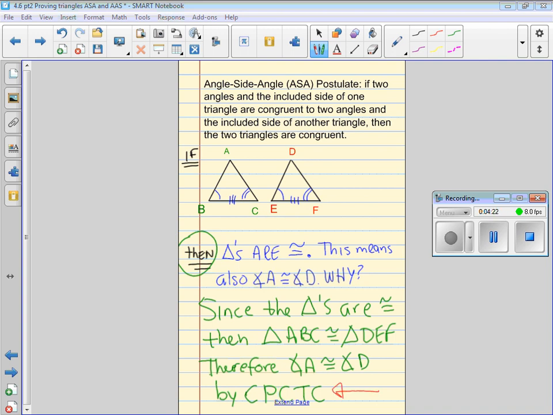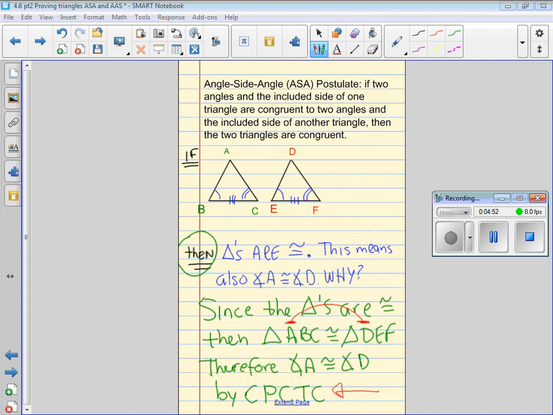Now, we learned in a previous lesson what that meant. CPCTC stands for corresponding parts of congruent triangles are congruent. So to use CPCTC, I have to know triangles are congruent. Well, I just concluded that. Now that the triangles are congruent, I know that their corresponding parts are congruent. This is really important. Once I have the triangles congruent, I can say that that angle is congruent to that angle by CPCTC.